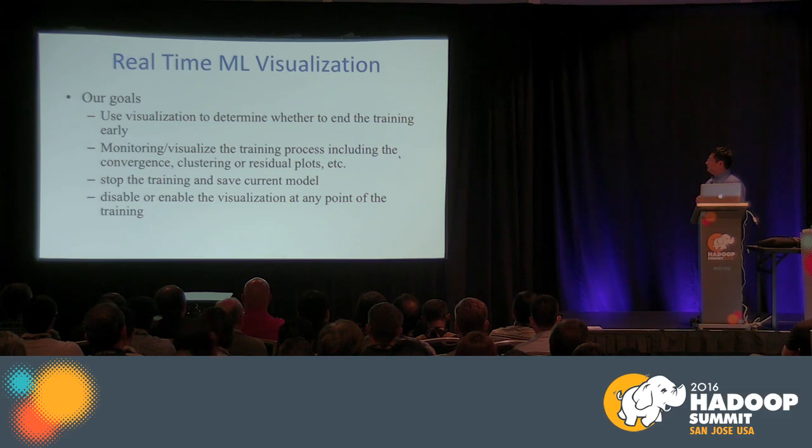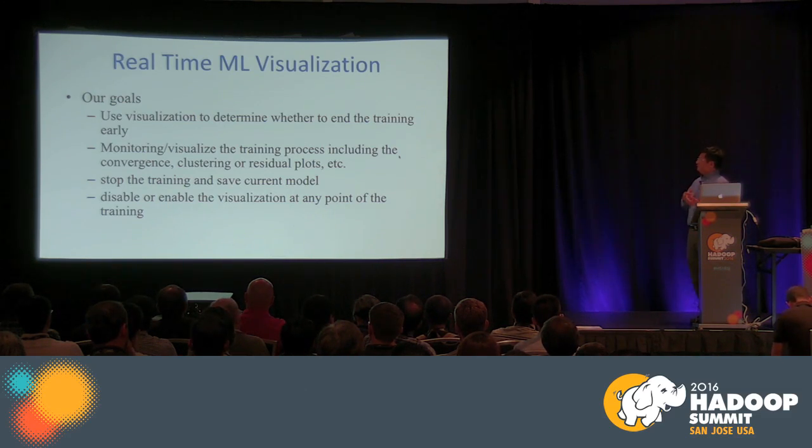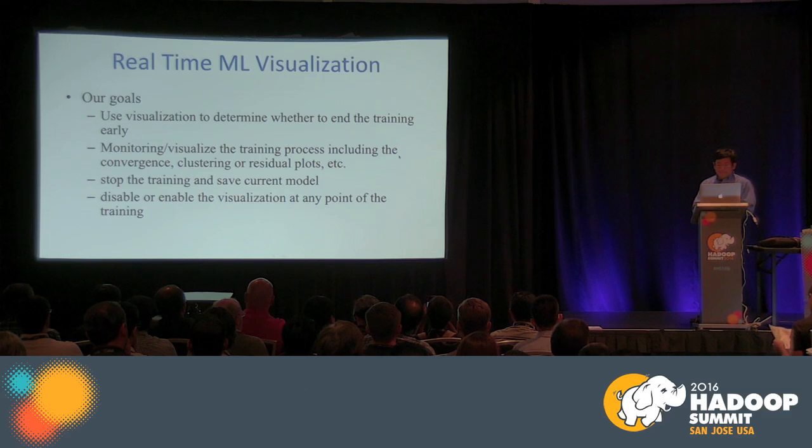I also want to monitor the process toward convergence, and look at clustering or residual plots during the training process. Sometimes if I see it has already plateaued, even though the training is still going, I can just stop there and change some other parameters or try totally different algorithms, then collect the model. Because enabling this visualization adds additional cost, sometimes you decide to enable or disable the visualization at any point of the training.